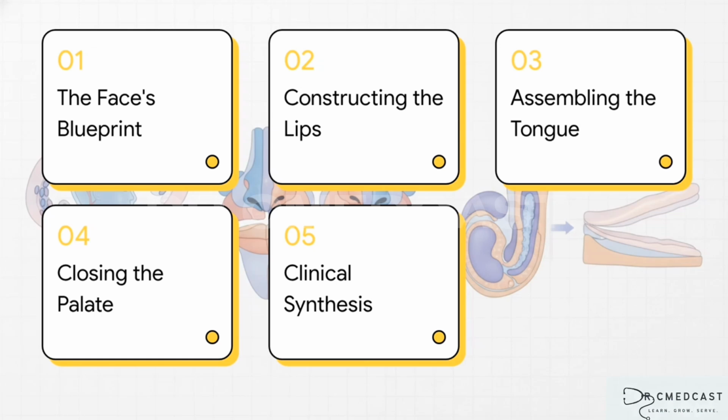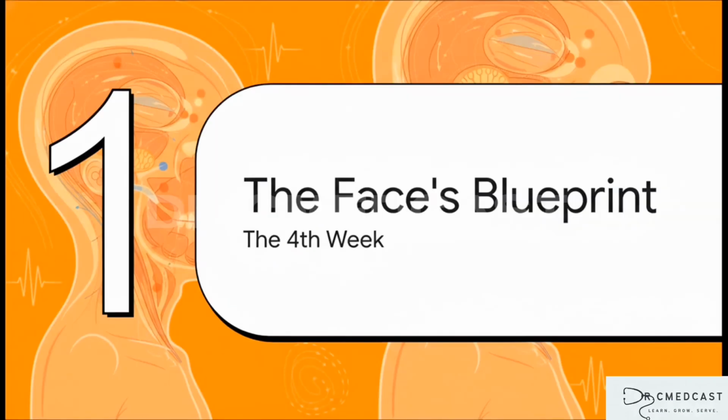We're going to follow a logical build, kind of like constructing a building from the ground up. We'll start with the face's foundational blueprint. Then we'll see how the lips are constructed through fusion, how the tongue is assembled from different arches, and finally, how the palate closes up. To wrap it all up, we'll connect every one of these developmental steps to real-world clinical scenarios you're likely to see. So first things first, the blueprint.